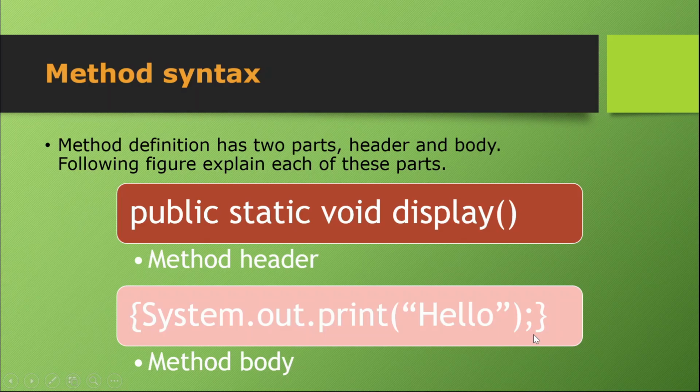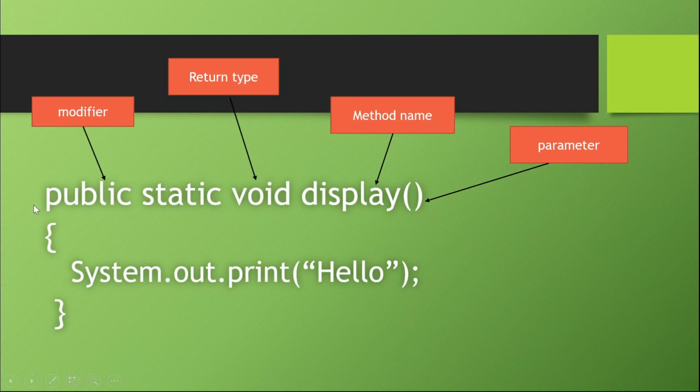So let us see the different components of this header of a method. We have public static as our modifier. So what are the other modifiers that we have? We have private, we have public, private, and I forgot the other one. And then the other one is the return type. The void here is the return type, and all other data types can also be a return type.